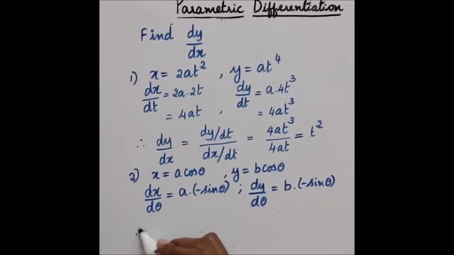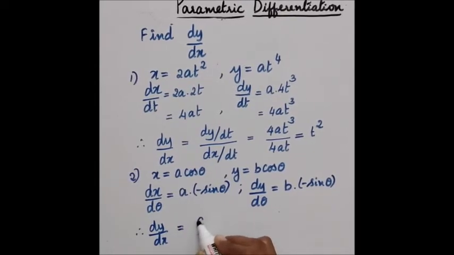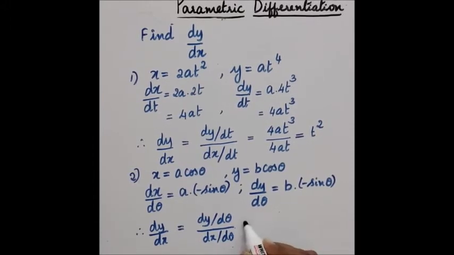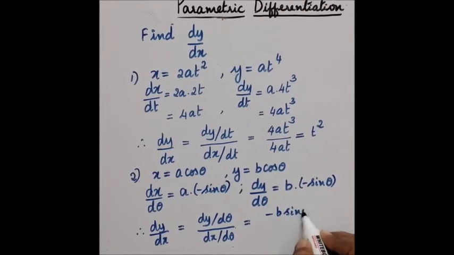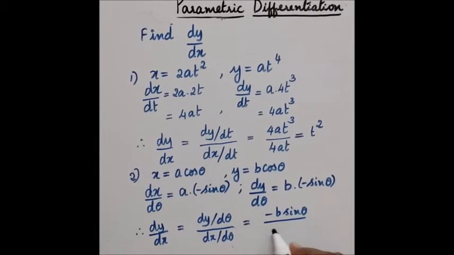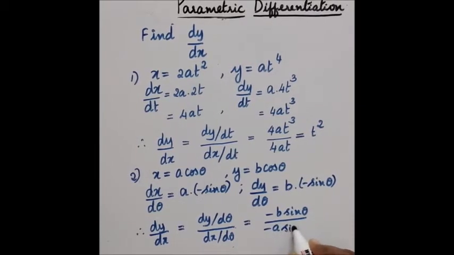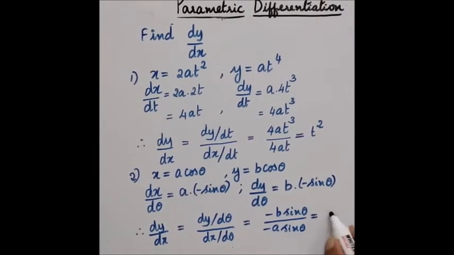So now dy by dx is equal to dy by d theta by dx by d theta, that is minus b sin theta divided by minus a sin theta, which is equal to b by a, which is independent of the variable. Okay, it is purely a constant.